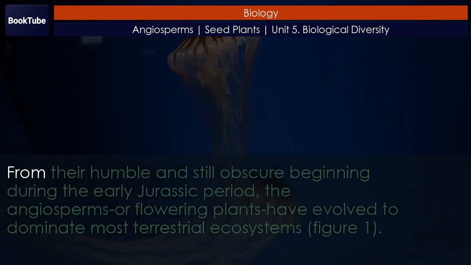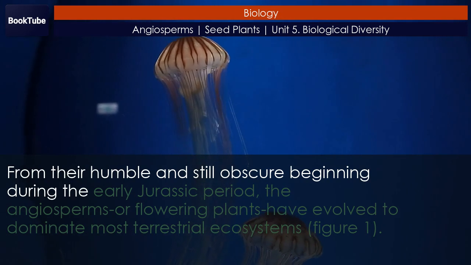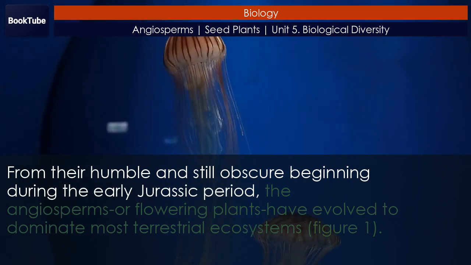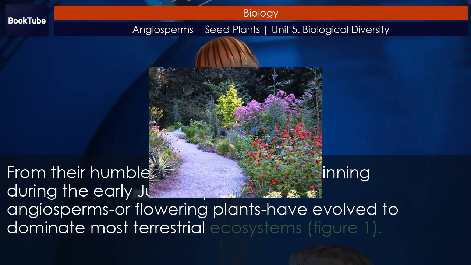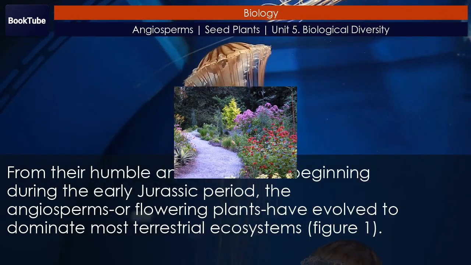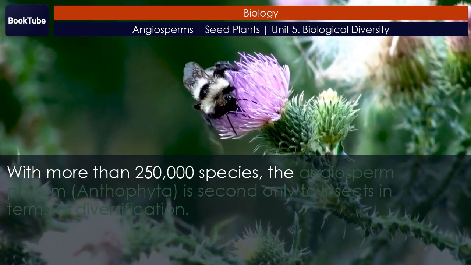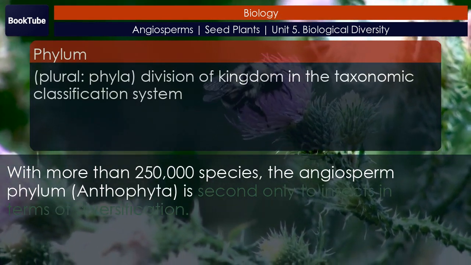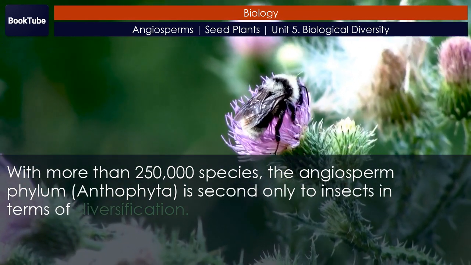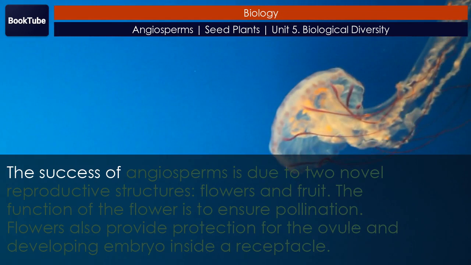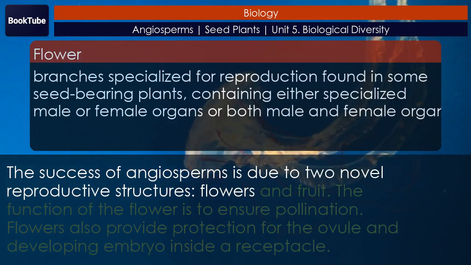Angiosperms. From their humble and still obscure beginning during the early Jurassic period, the angiosperms, or flowering plants, have evolved to dominate most terrestrial ecosystems. Figure 1. With more than 250,000 species, the angiosperm phylum, Anthophyta, is second only to insects in terms of diversification. The success of angiosperms is due to two novel reproductive structures: flowers and fruit.